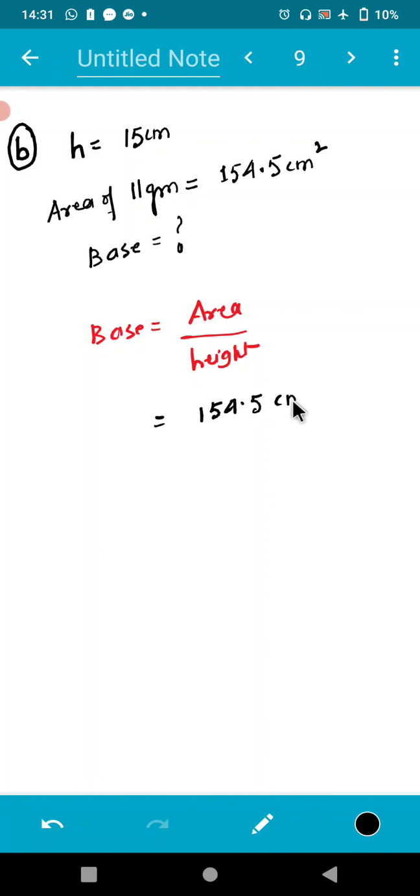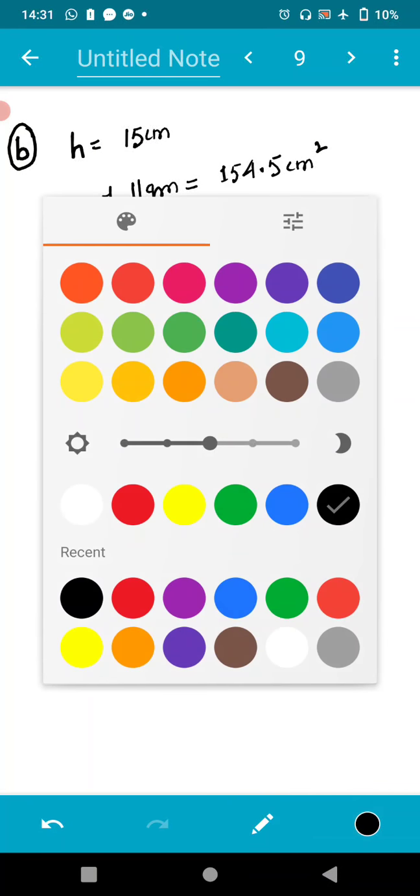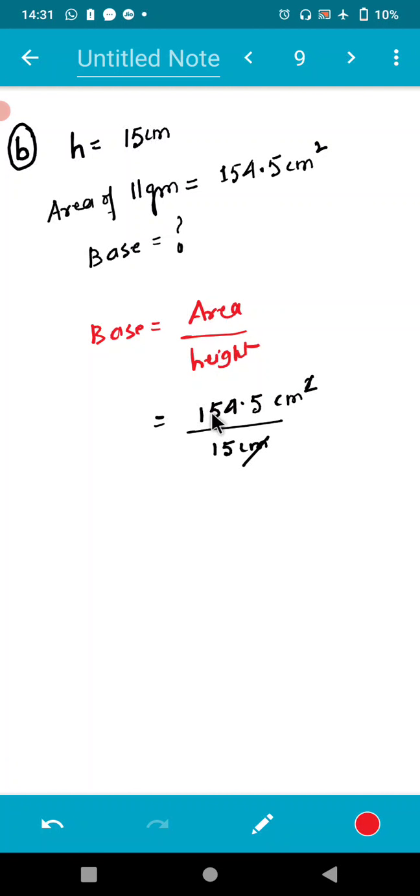154.5 centimeter square and height is given 15 centimeters. So, let us reduce these units. Now, we will reduce these two numbers with 5. So, let us do it with a different color. That means 5 3s are 15.